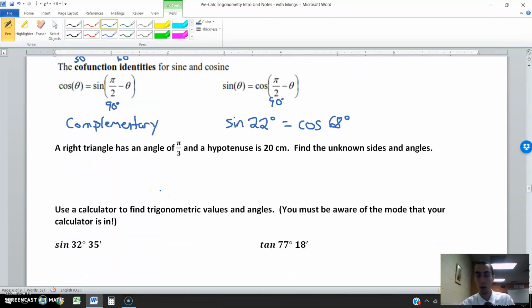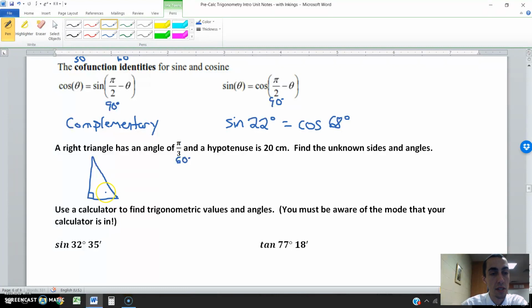Going down below, suppose that we have a right triangle that has an angle of pi/3. Think of a 60-degree angle. And has a hypotenuse of 20 centimeters. Find all the unknown sides and angles. So let's set up a right triangle.